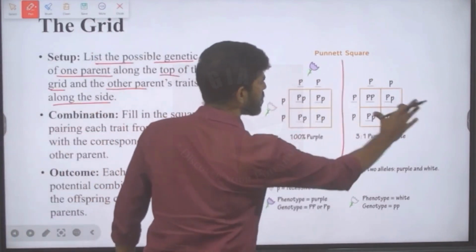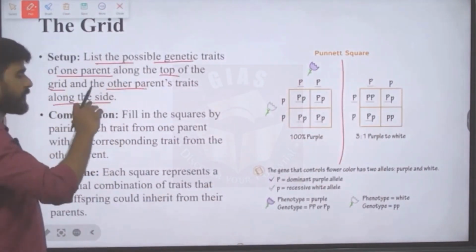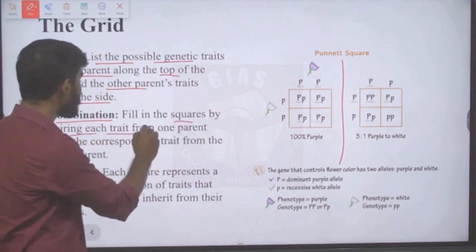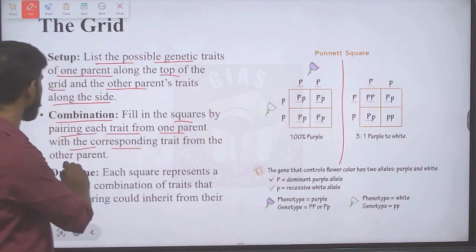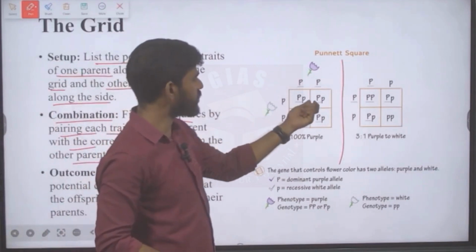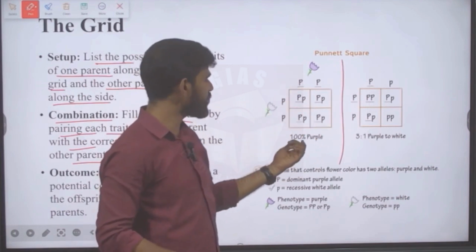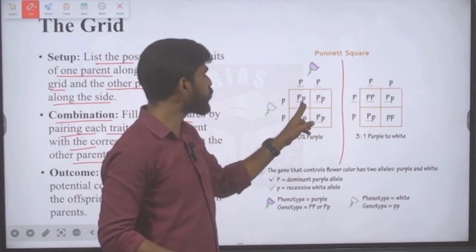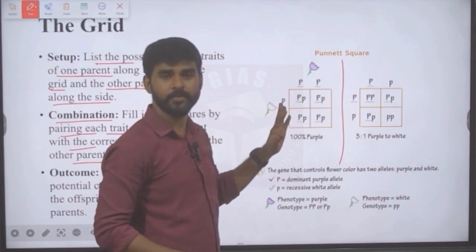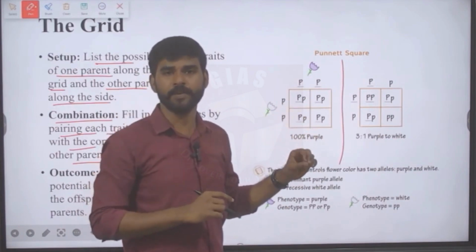Similarly, this is another Punnett square. Here one parent's and here another parent's. The traits are given like this, and then combination has to be done. That is, fill in the squares by pairing each trait from one parent with the corresponding trait from the other parent. So this is how I will combine this. Capital P, capital P, capital P, small p, capital P, small p, capital P, small p. So in this combination, if you see, 100% it will be purple because there is one dominant allele in every combination. So if there is at least one dominant allele in a combination, that dominant trait will be expressed.